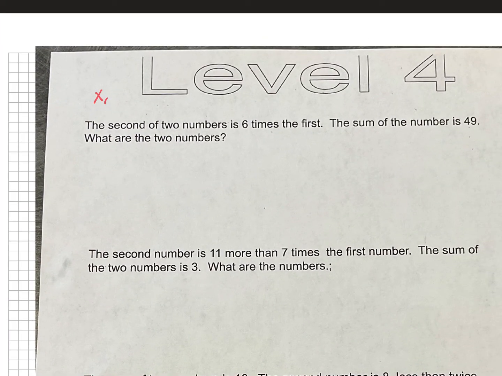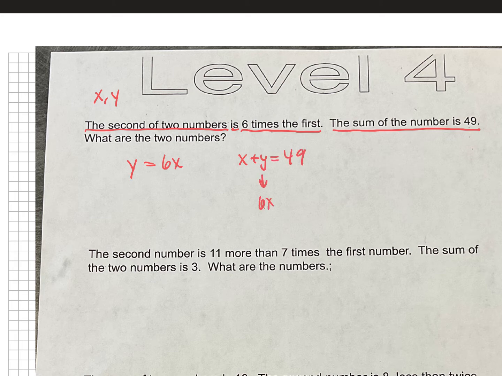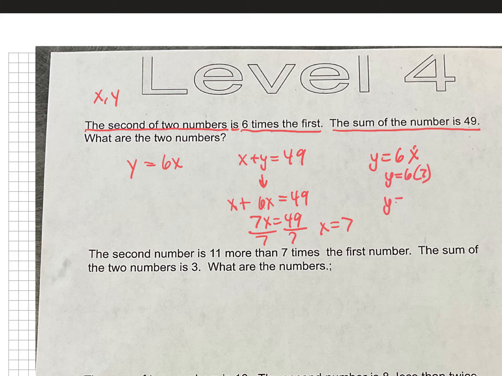We have 2 numbers, x and y. The second of 2 numbers, y, is equal to 6 times the first number, 6x. The sum is 49, so x plus y equals 49. Y is the same as 6x, so x plus 6x equals 49. 7x equals 49. Divide by 7. X equals 7. Y equals 6x, so y equals 6 times 7. Y equals 42.